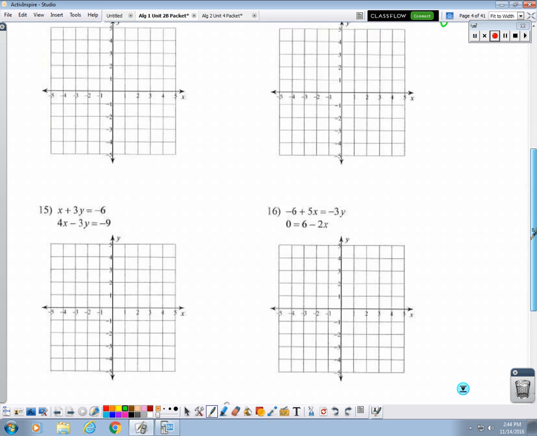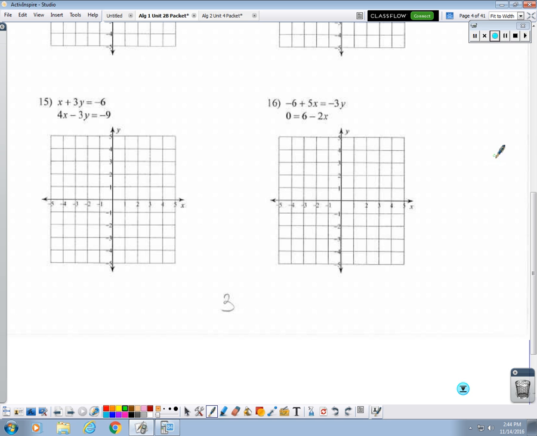Okay, now let's look down at number 16. This is the last one I'm doing with you. See how, like on this one, the y is on the wrong side to begin with? Y should always be on the left. What property says that we can just, very good. The symmetric property says that I can just rewrite it with negative 3y on the left and negative 6 plus 5x on the right. The symmetric property says I can do that.